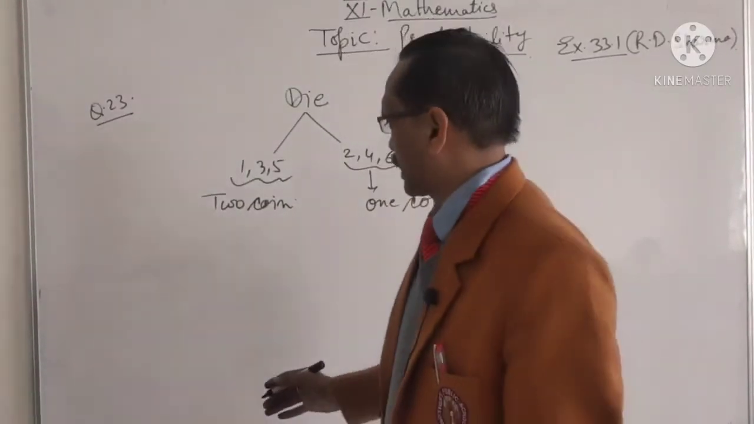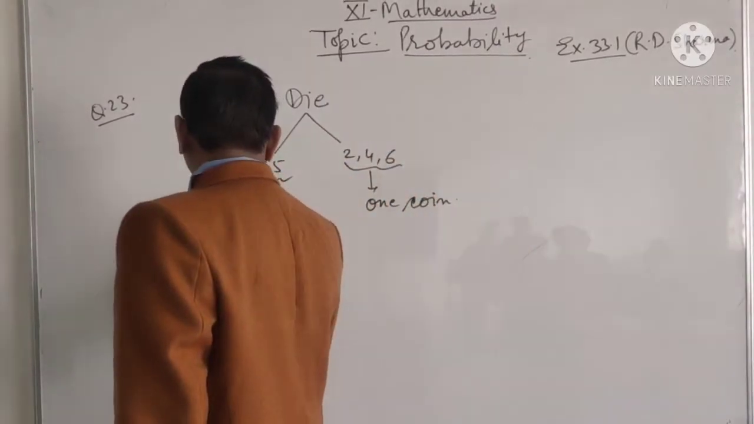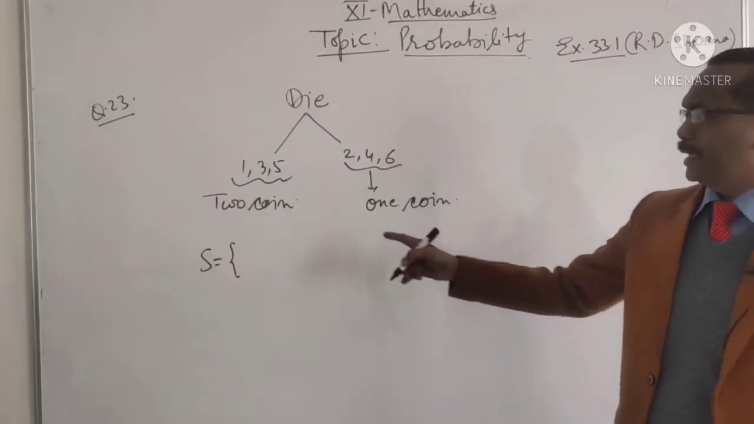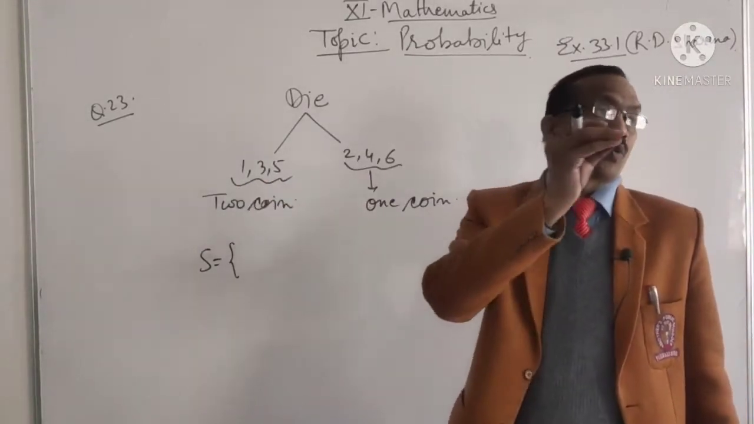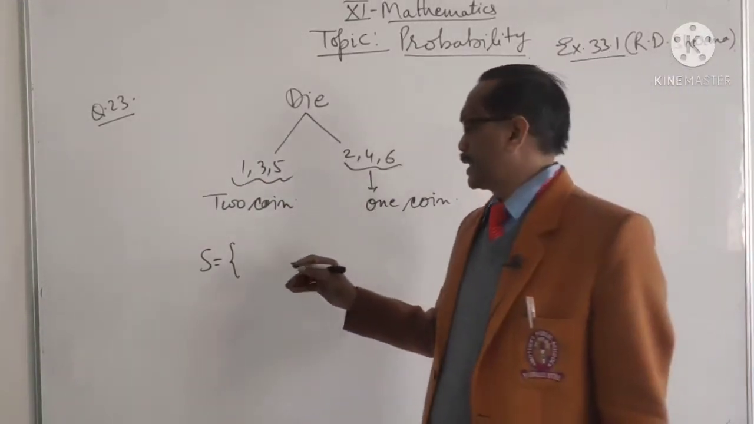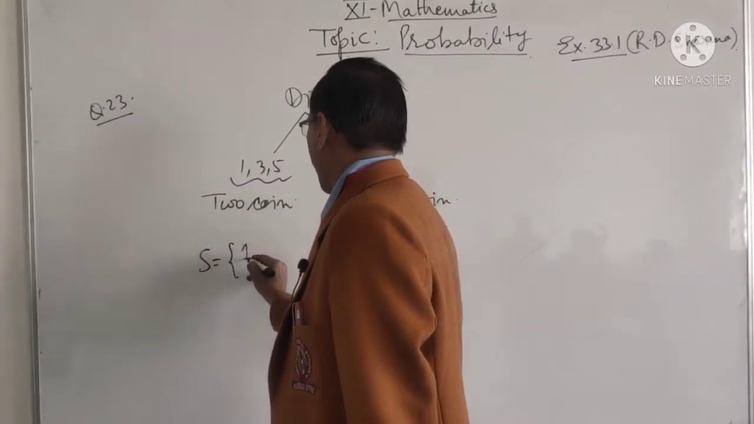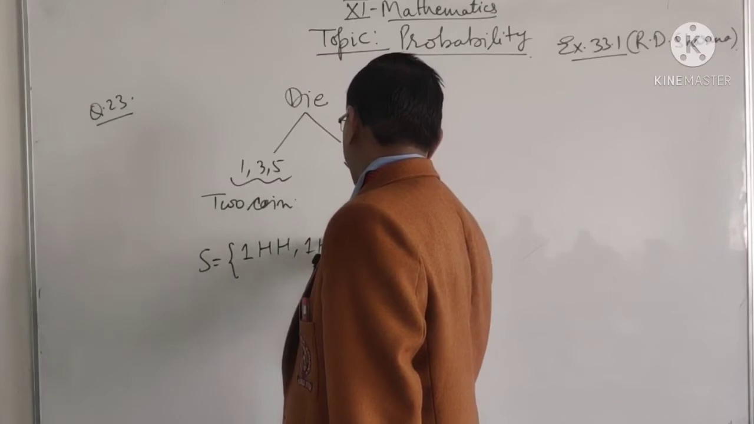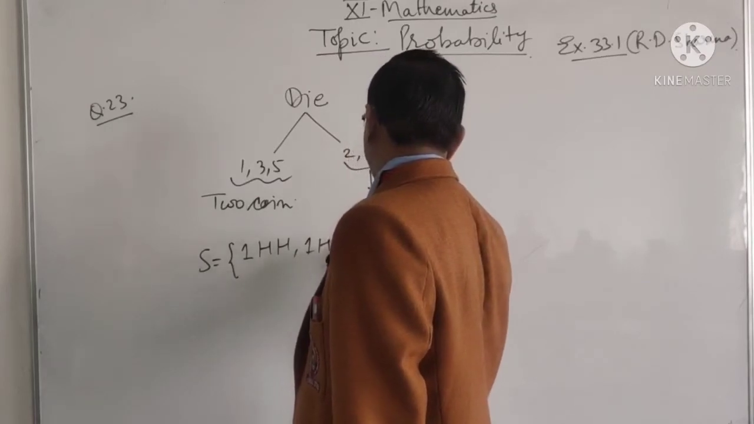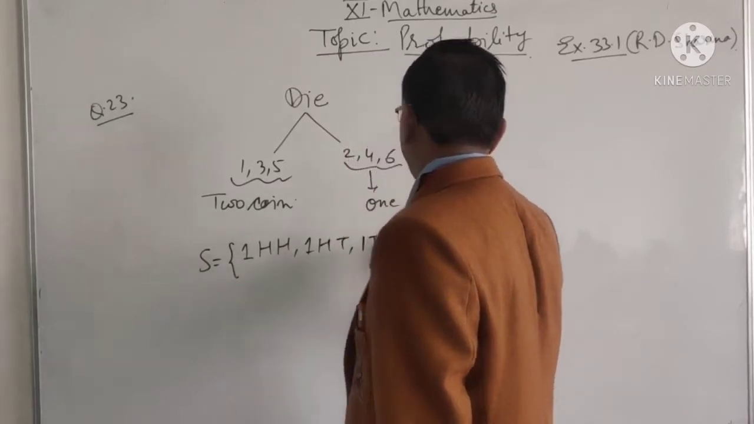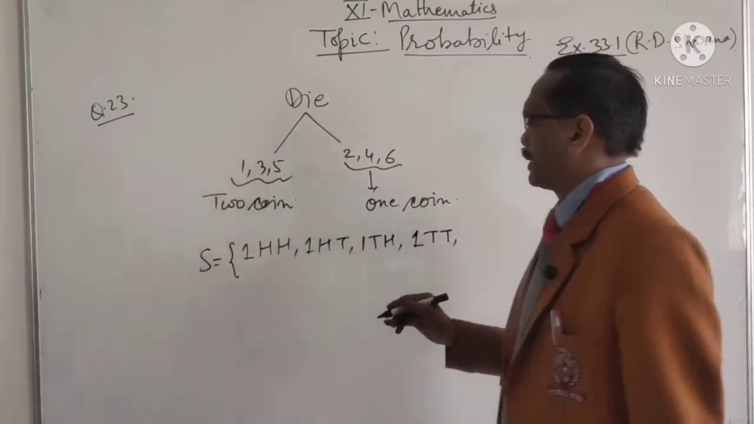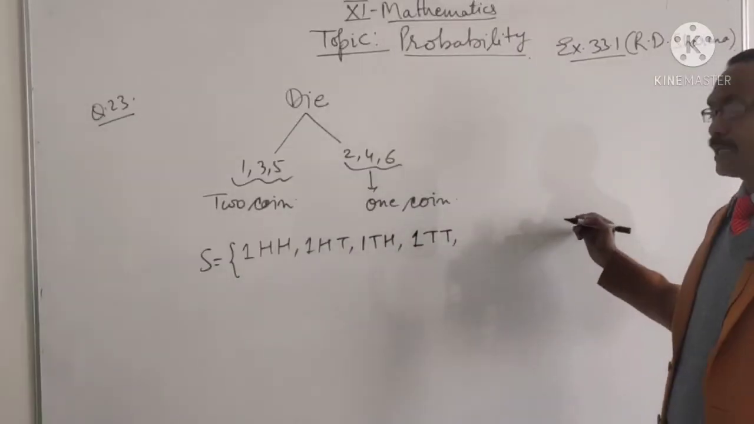So it's an interesting question. S, the sample space. When there is a 1, then two coins are tossed. So there is a number of cases. 1, then head head, 1 head tail, 1 tail head, and 1 tail tail. Similarly, we will write the case for 3.